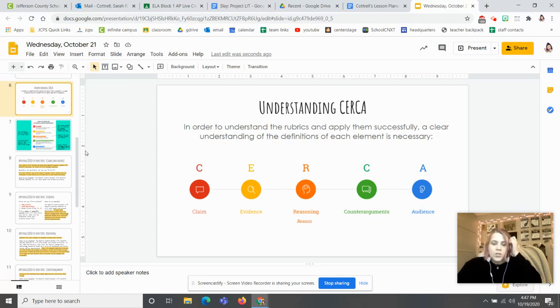So CERCA is an acronym. It stands for claim, evidence, reasoning, counterargument, and audience. So whenever you are writing an argument, you're going to use CERCA. This applies for your other classes as well. So it's really important that you are on board with me now because we will use this throughout the year and in your other classes as well.